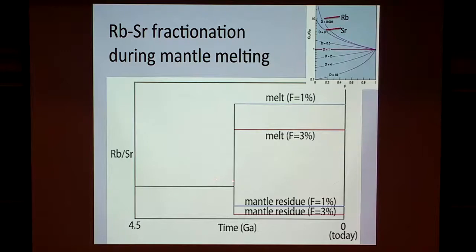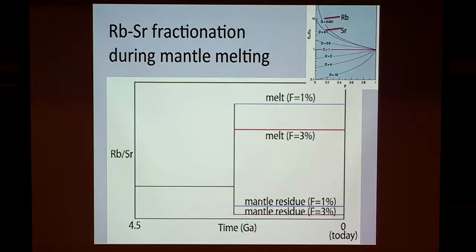And the rubidium-strontium ratio of the melt is going to depend on F. So as F goes down, the concentration in the liquid goes up for rubidium, but not as quickly for strontium. So for small F, rubidium-strontium is very high in the melt, and for larger F, rubidium-strontium gets lower until you get to 100% melt, and rubidium-strontium better be the same as what you started with. Okay?